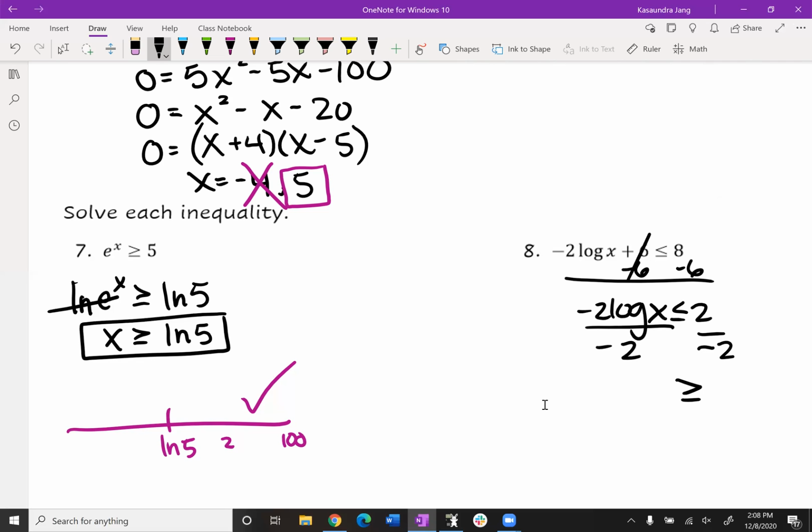Nice. Okay, so I did get the log x by itself, though. That was kind of my first thing I had to do, get the log x by itself. Second thing I gotta do is I need to get rid of this log. Like I need to put it in exponential format here.